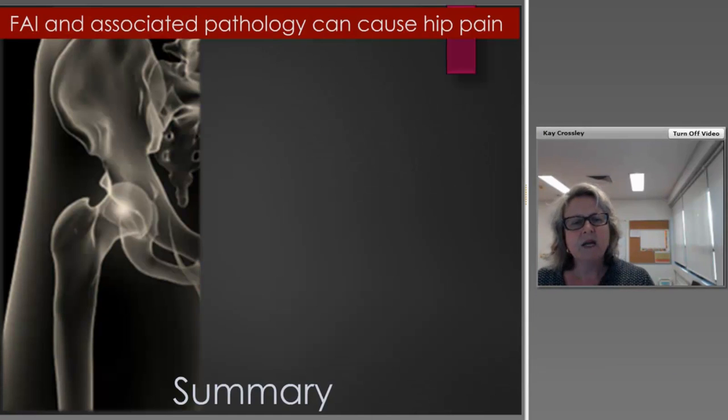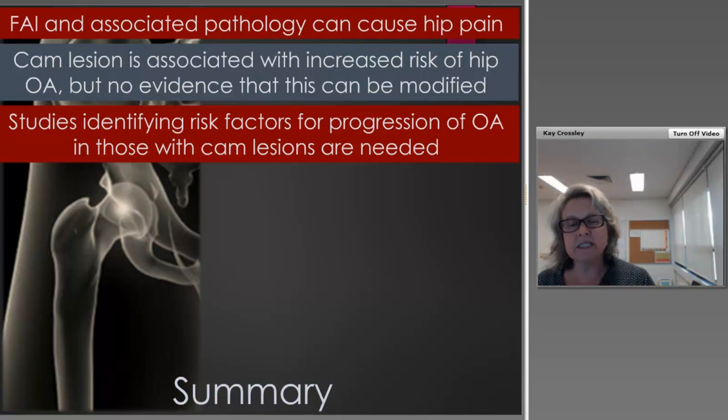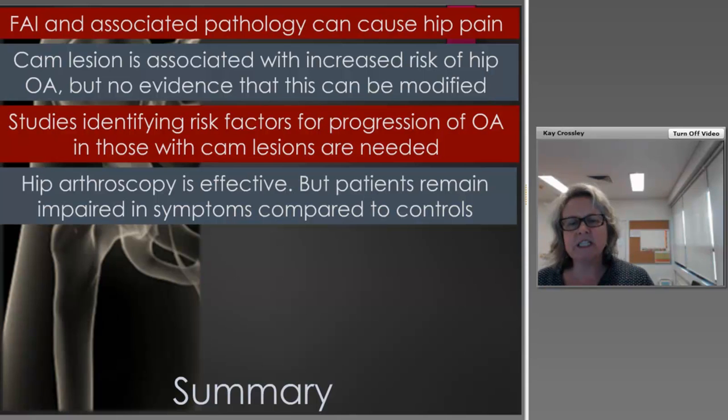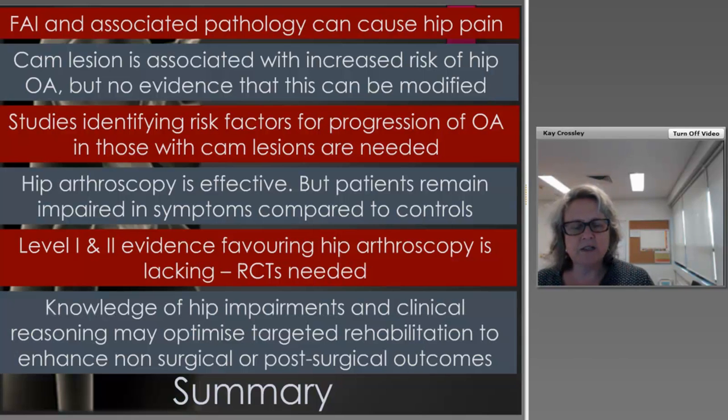So in summary, we know that FAI and associated pathology can cause hip pain. We know that CAM lesion is associated with an increased risk of hip osteoarthritis, but no evidence to date that this can be modified. We desperately need studies identifying risk factors for progression of osteoarthritis in those with CAM lesions. We know that hip arthroscopy is effective compared pre to post, but patients remain impaired in their symptoms compared to controls. At this stage, we desperately need some RCTs looking at the efficacy of hip arthroscopy compared to a control group.